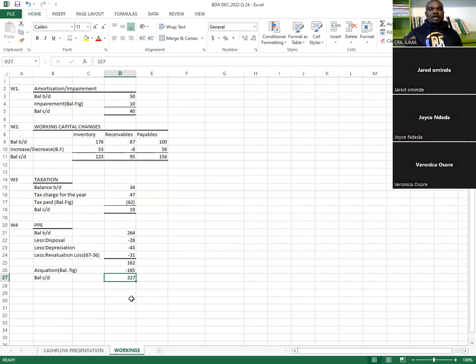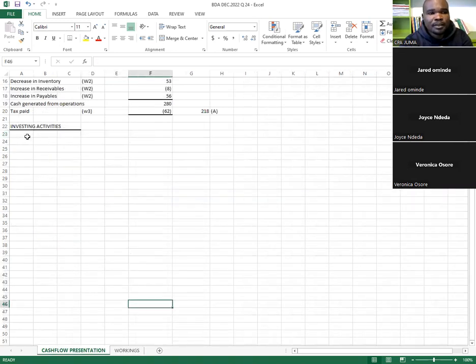So you start with brought down, disposal, depreciation, then revaluation. Revaluation, make sure you always check it. Personally, I normally forget about it, but with experience, you can be able to. So they acquired PPE worth 165. So we go back to our worksheet.